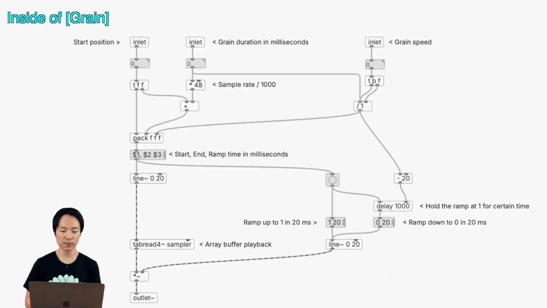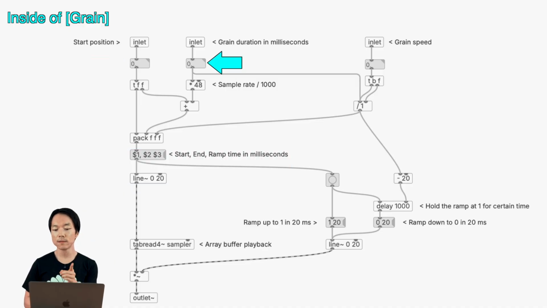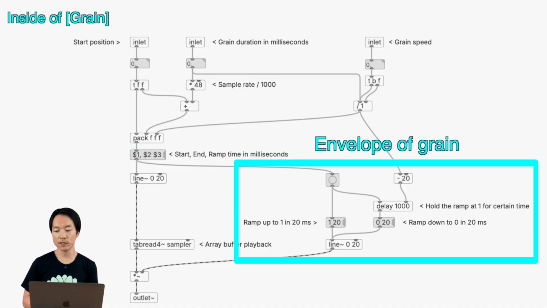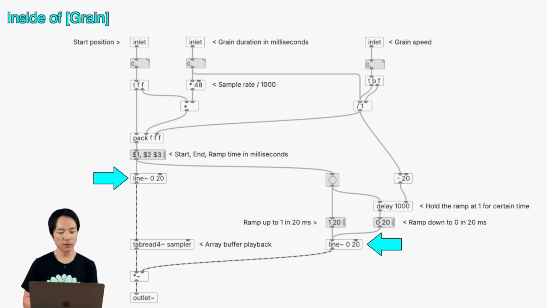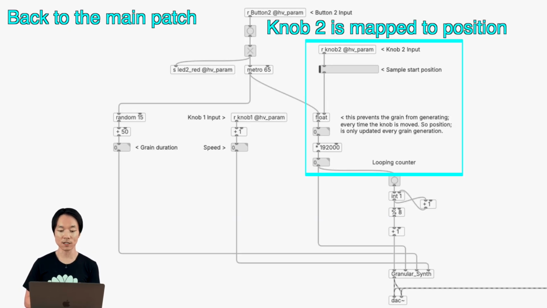The content of the grain abstraction is pretty much the same as QCG's. So a grain is a tiny portion of the recorded sample that is played back according to 3 parameters: start position, duration, and speed. This portion generates the envelope, which determines how the grain volume changes over time. The main difference with this grain is that I use line~ instead of vline~, which is not supported by Heavy. One final important aspect is knob 2, which changes the start position of each grain. So you can twist the knob to move around the audio sample.